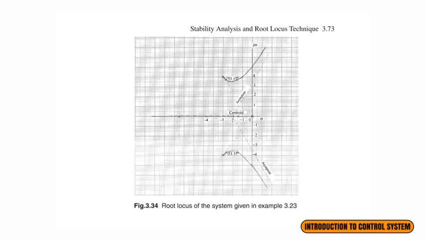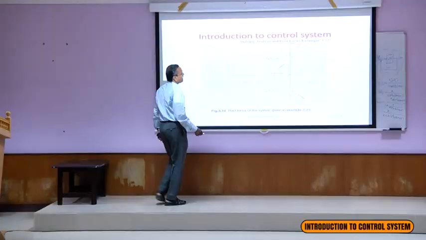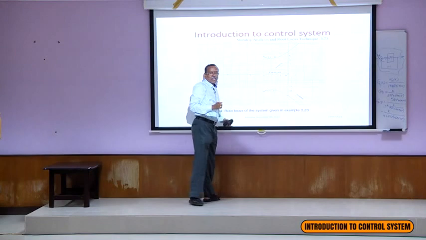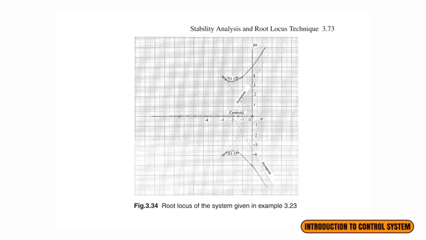This is the root locus for the previous system, a third order system. The poles are complex because of s square plus 6s plus 25. If you find the roots, they are complex, that is minus 3 plus or minus j4. The open loop poles are there. If I increase k, the poles are moving this way, and it goes to infinity.